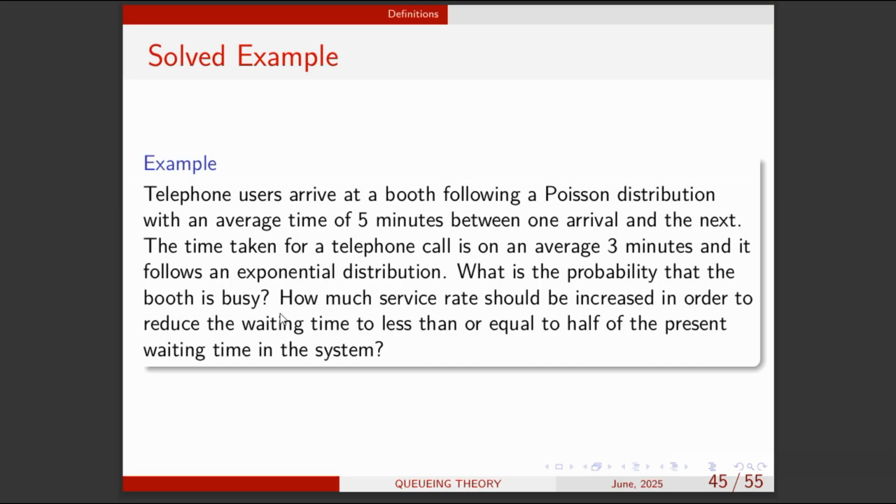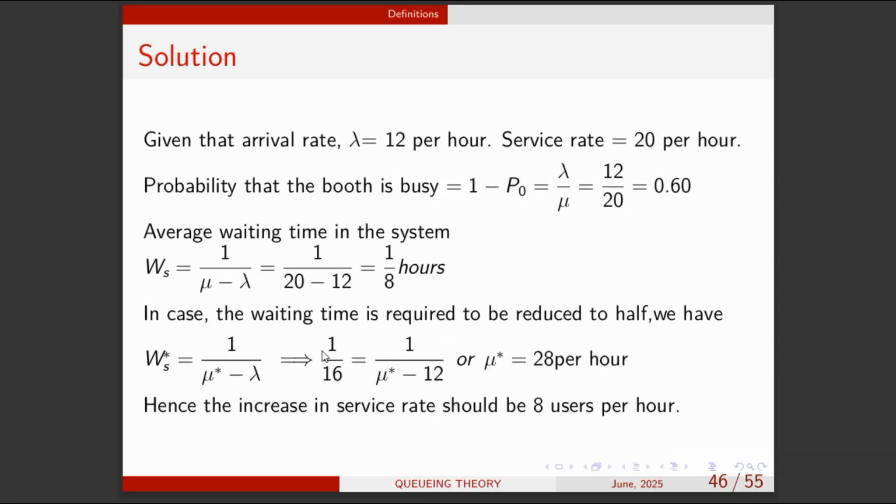All right. So how much should the service rate be increased in order to reduce the waiting time in the system to less than or equal to half of the present waiting time? So let's see, what is the waiting time in the system? The formula is 1 over mu minus lambda, so that will give us 1 over 8 hours, right? 1 over 8 hours.